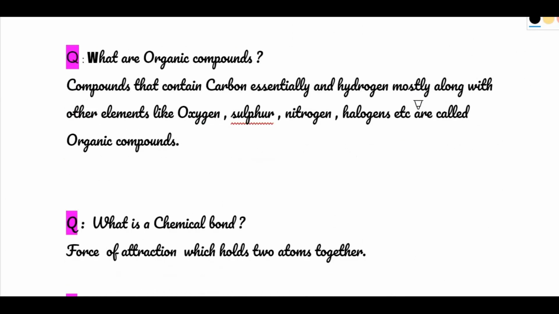So now, starting with what are organic compounds? Compounds that contain carbon essentially and hydrogen mostly. Other than that, there is oxygen, sulfur, nitrogen, halogens, etc. Those are all organic compounds, naturally occurring compounds.